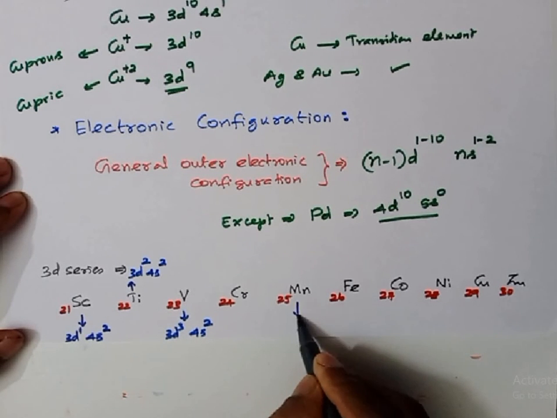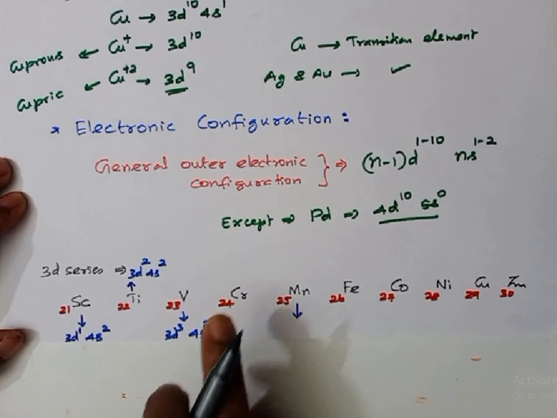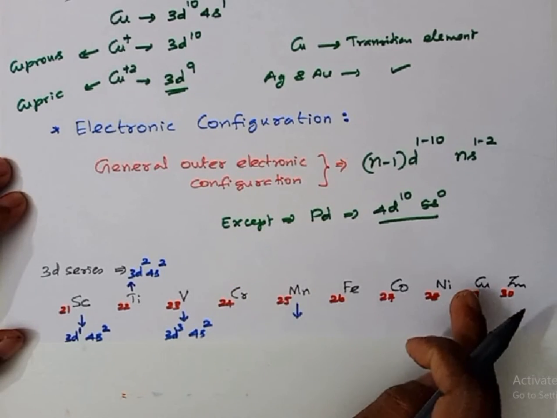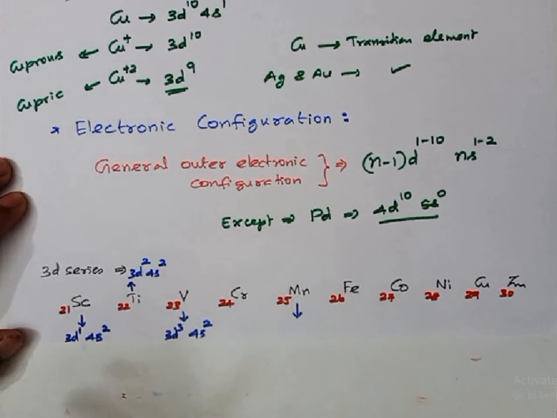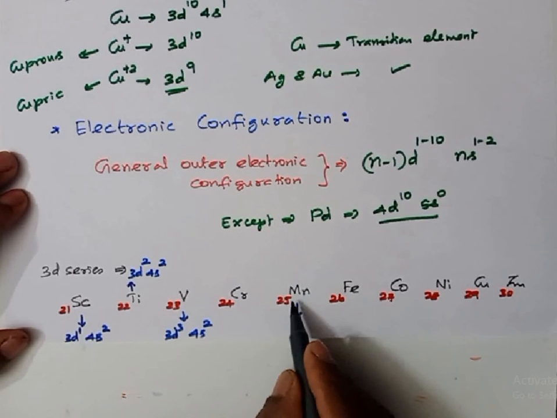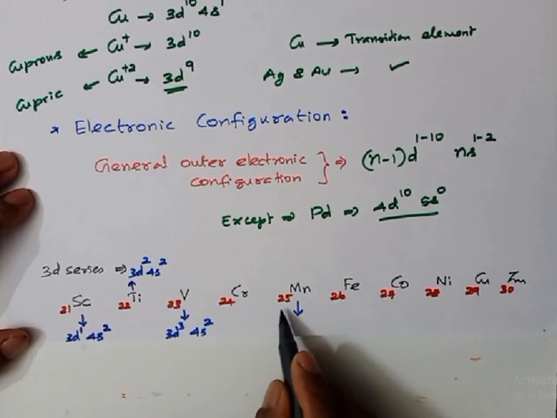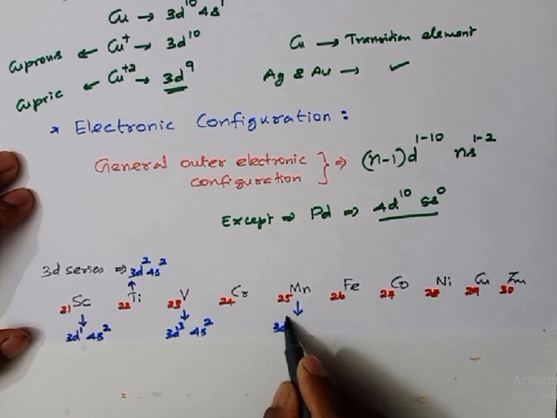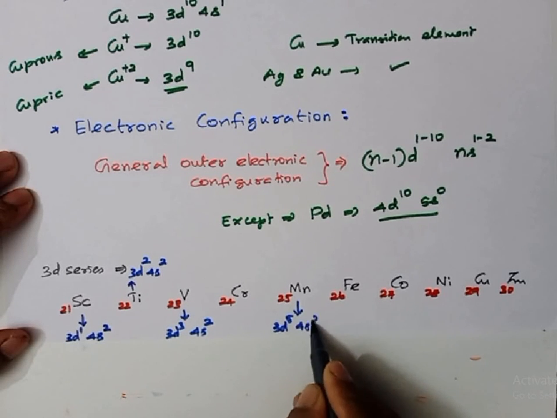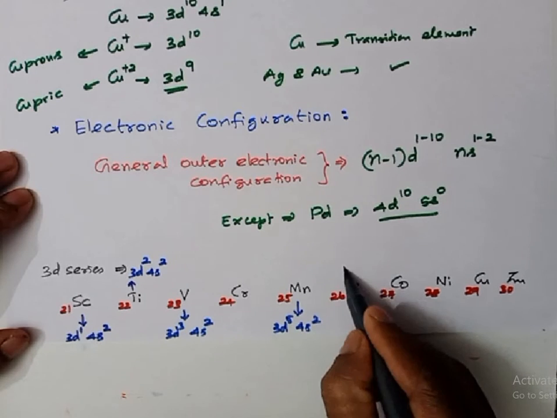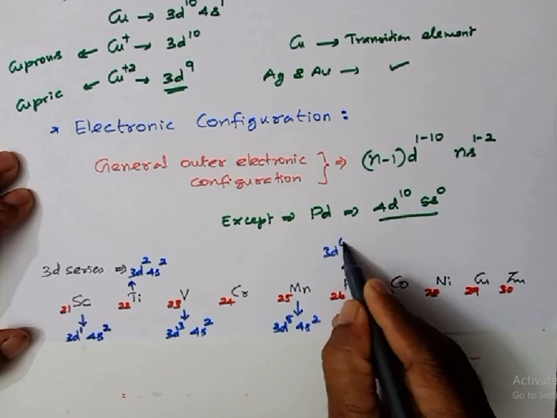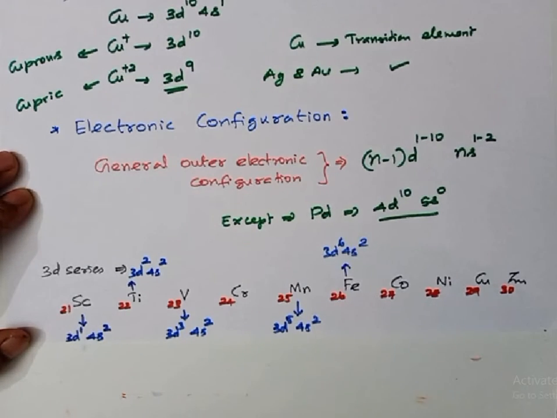Students, observe carefully. Manganese. Chromium I'll write later, because chromium and copper, these two elements are exceptions in the 3d series. So I'll write later. Manganese 25 is the atomic number, so the electronic configuration is 3d5 4s2. Right? Iron: 3d6 4s2.